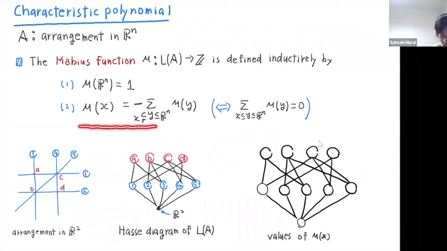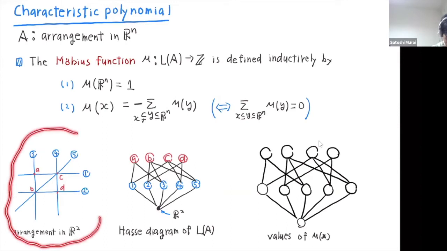This is the definition, but it is more convenient to consider that it is defined by this relation. If we consider all the affine spaces in between X and R^n, and take the sum of the Möbius function, then it must be 0. I think you need some time to get used to these kinds of objects, so let me explain this again by example.